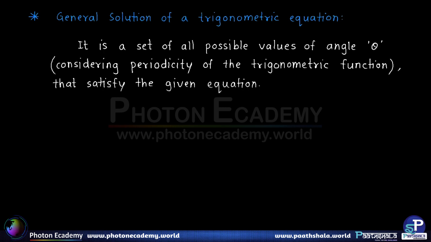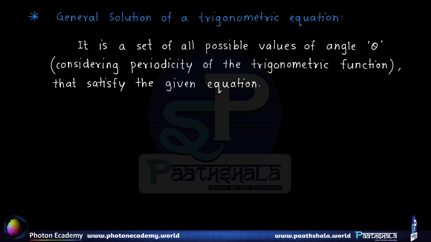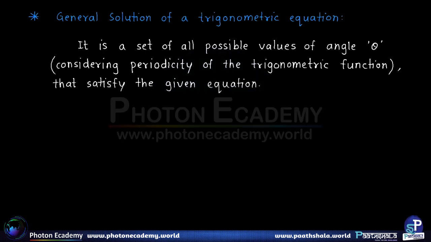So that means, as we are aware, all the 6 trigonometric functions are periodic. That means their values repeat after a specific interval. In the particular solution we found that there were only 2 values in the range of 0 to 2 pi which satisfy the equation. But here, because of the periodicity, the values would repeat again and again, and hence that will give us the set of all the possible values, which is nothing but the general solution.